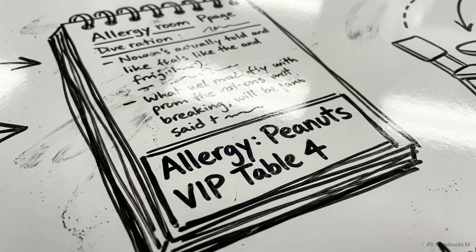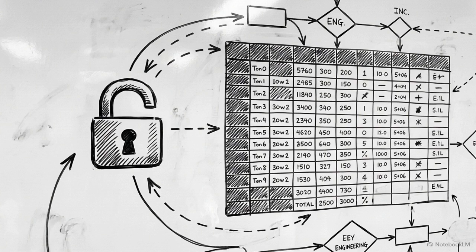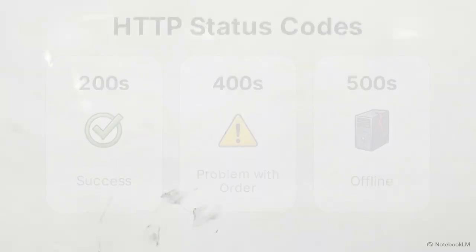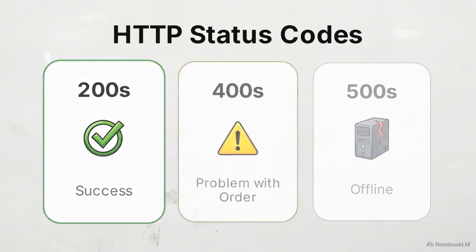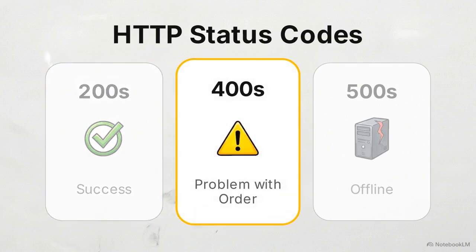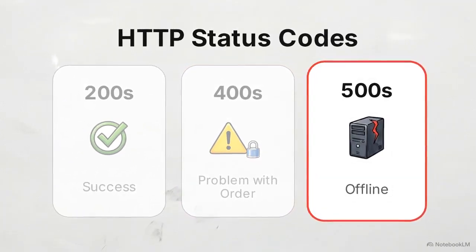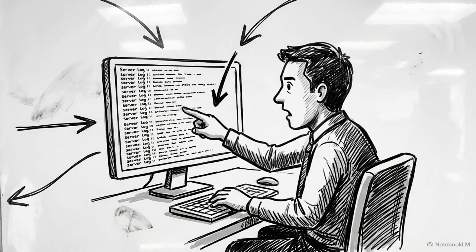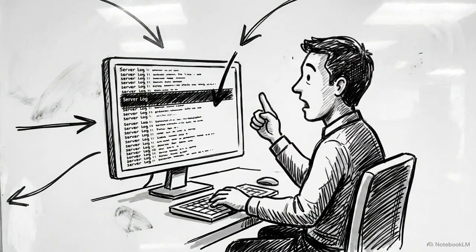Sometimes, the waiter needs to give the kitchen special instructions. In automation, we call these extra details headers. They tell the receiving software what format the data is in, or prove that we have the proper authorization to be there. The kitchen shouts back replies called status codes. A 200s number means the request was successfully executed. 400s mean a problem with the order, like missing VIP credentials. 500s mean the destination server is experiencing an internal error or is offline. Reading these status codes takes the guesswork out of troubleshooting. Instead of wondering why a workflow broke, the system points directly to the failure.